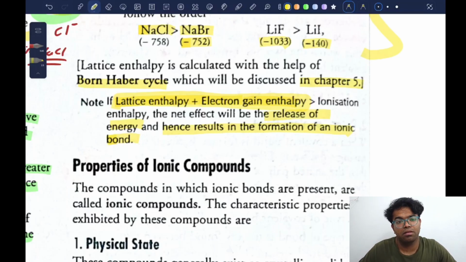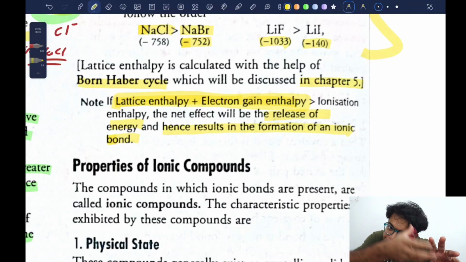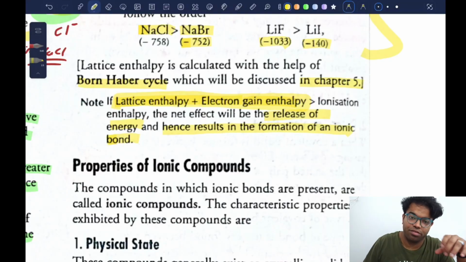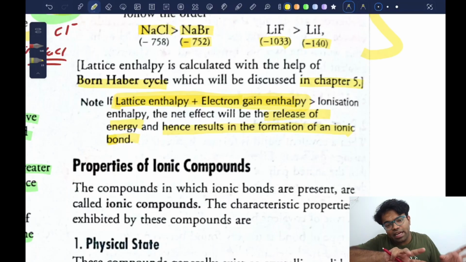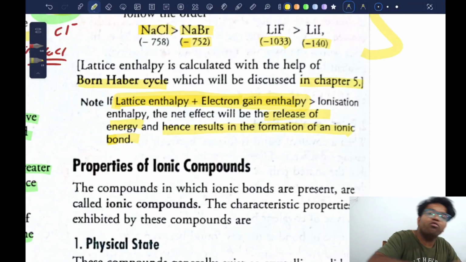Otherwise, what will happen? If they are lesser than the ionization enthalpy, then the electron will never be able to come out of the metal atom to form the metal ion. Am I right? Drupad, am I right? Yeah. So that is the thing. You need to generate more than enough energy to actually start the process. So basically, the energy that is being released is being used by sodium to actually remove the electron.